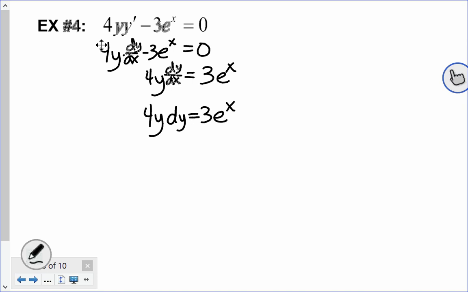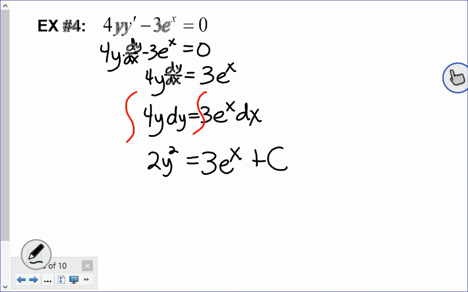And now I'm going to do the same process. I'm going to integrate both sides. So when you integrate 4y dy, you're going to get 2y squared. And when you integrate 3e to the x, remember e to the x is a super easy one. You just rewrite it. So I get 3e to the x plus c. And now I'm going to divide by 2. So I get y squared equals 3/2 e to the x plus c divided by 2, but a constant divided by a constant is still a constant. So we can just still put c there.